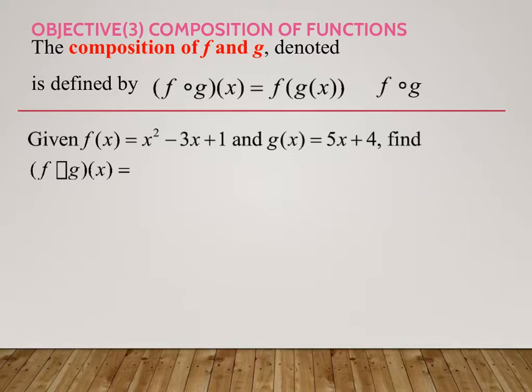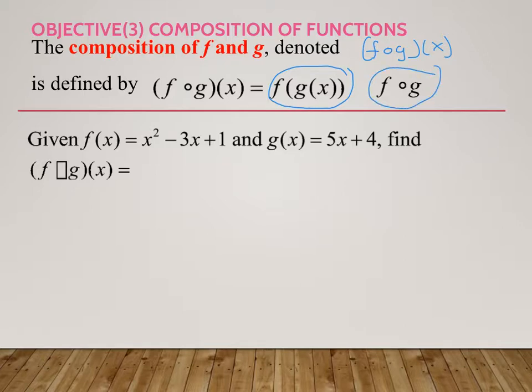So in this particular objective, we're going to do compositions of functions. The composition of f and g is denoted by f of g of x. This is called f circle g, and is defined by f of g of x. So that's how we're going to work it.